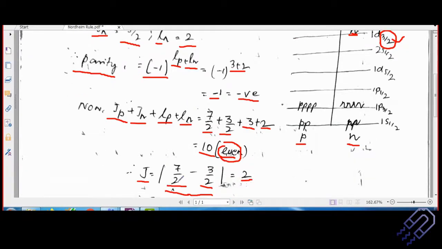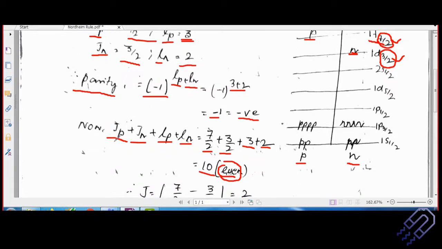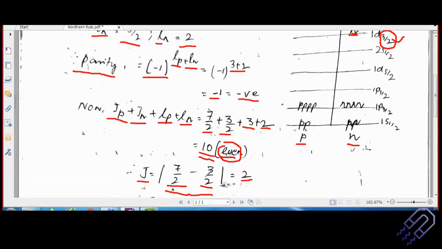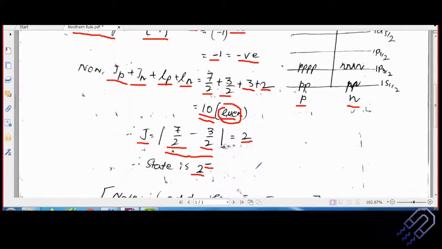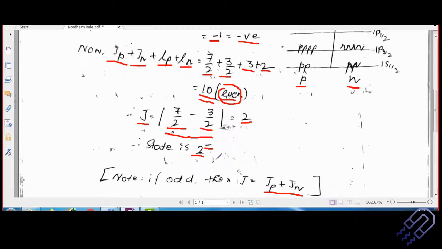I cannot straight away put down what J is. What I have to do is add JP, JN, LP, LN, and see if the sum is odd or even. If it is even, the J values are subtracted, and that will give me the resultant or final J value. If it is odd, they are added. That will give me the final J value. And then we can say that the spin parity is 2 minus for this case. Okay, so this is what Nordheim's rule is all about.